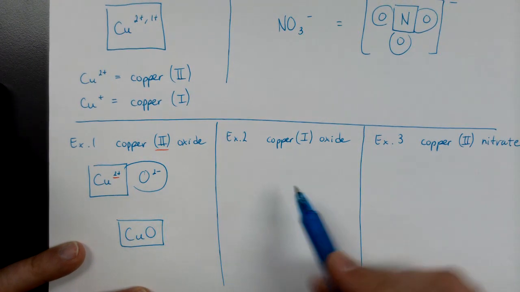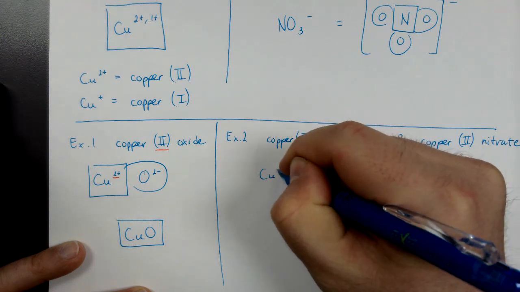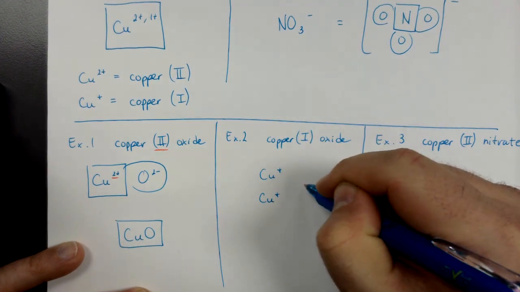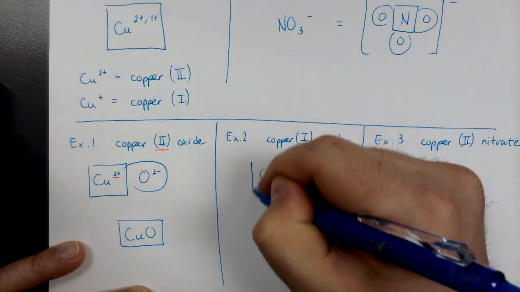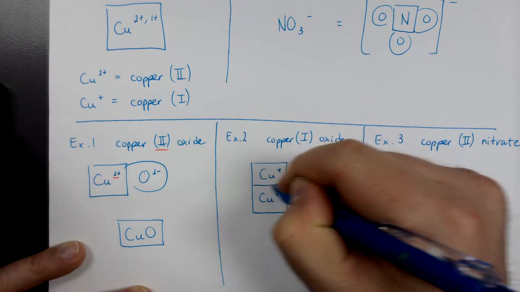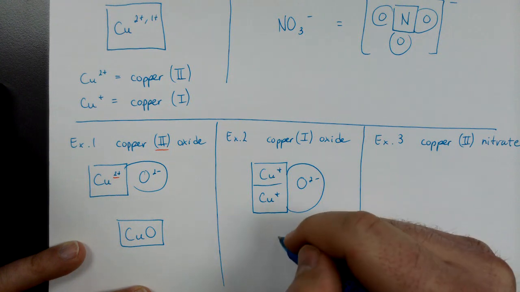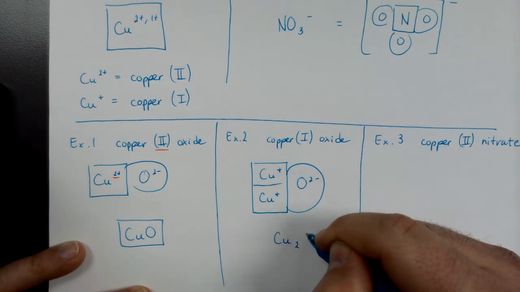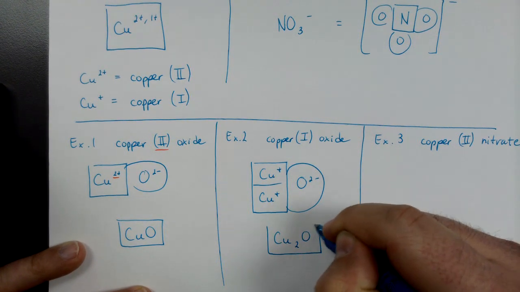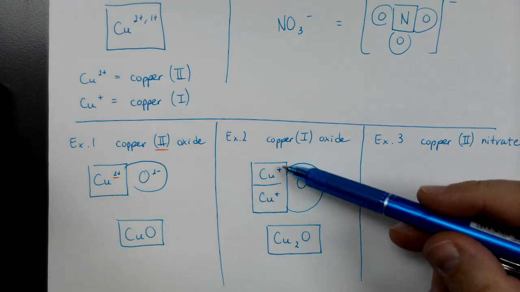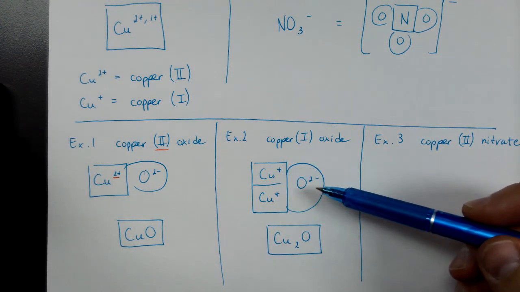However, for copper 1 oxide, where copper is plus 1 and oxygen is 2 negative, we need 2 coppers to balance out the 2 negative. So my compound formula represents that I have 2 coppers for every 1 oxygen.